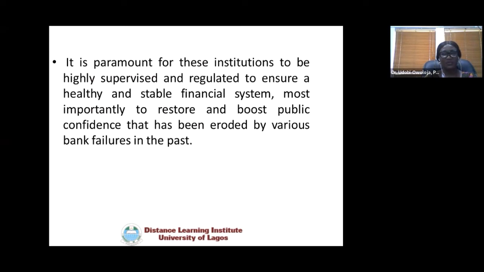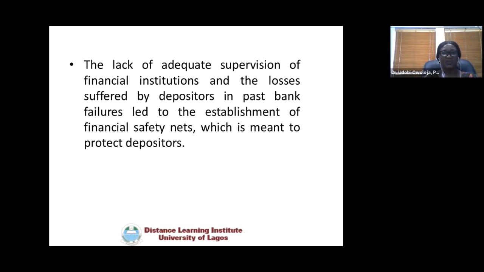It is paramount for this institution to be highly supervised and regulated to ensure a healthy and stable financial system. Most importantly, to restore and boost confidence that has been eroded by various bank failures. The lack of adequate supervision of the financial institutions and the losses suffered by depositors in past bank failures led to the establishment of the financial safety net, which is meant to protect depositors.